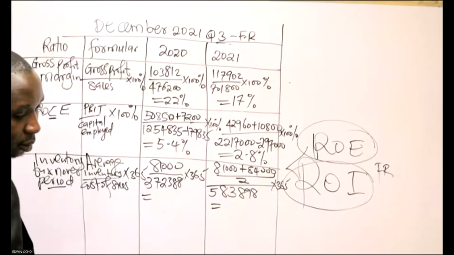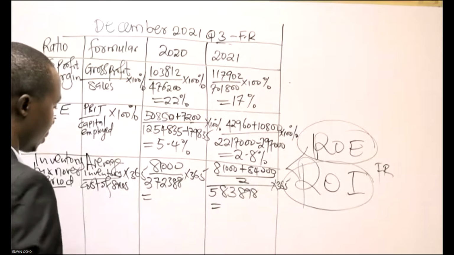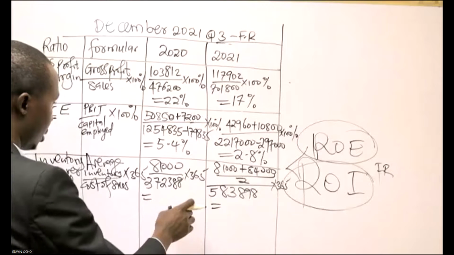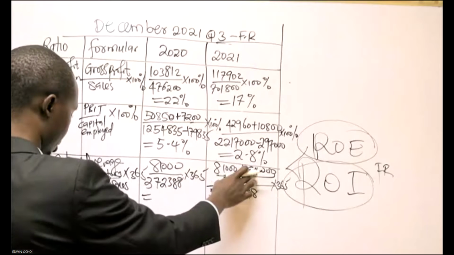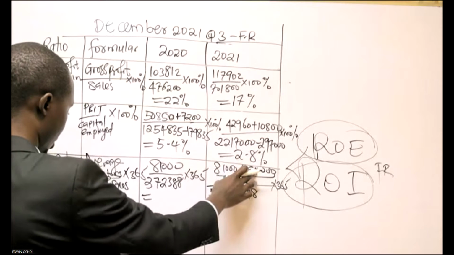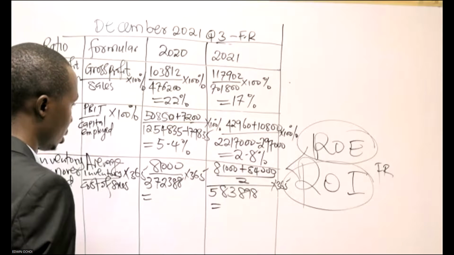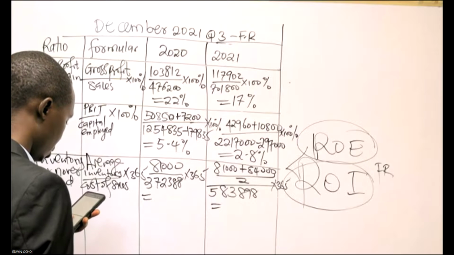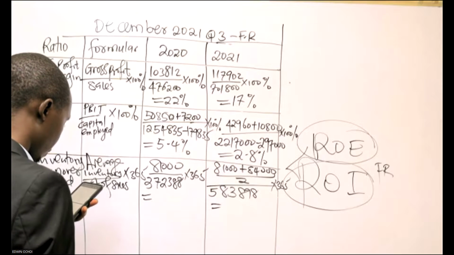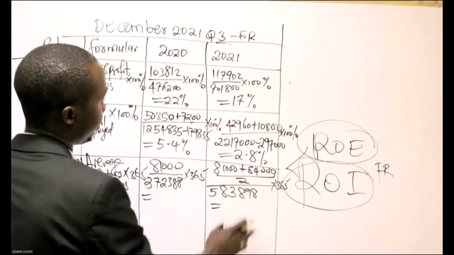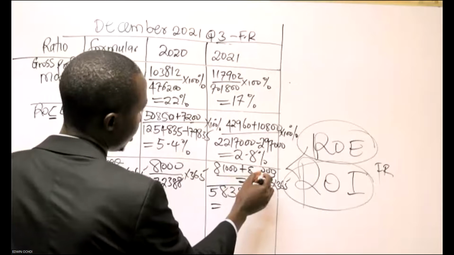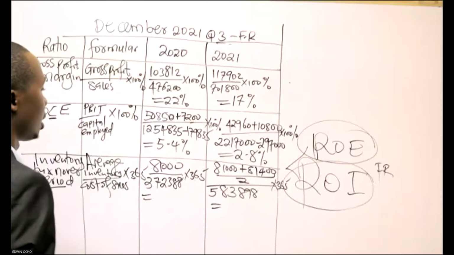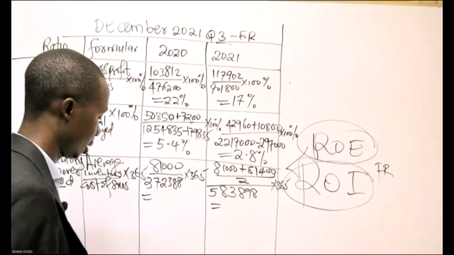So your answers? The inventory is not 84, it's 81,400. For 2021, yes. 81,400. Not 84, 81,400. So the others are correct, I think.